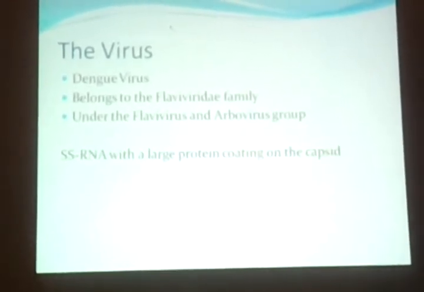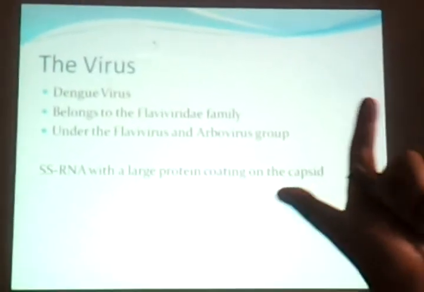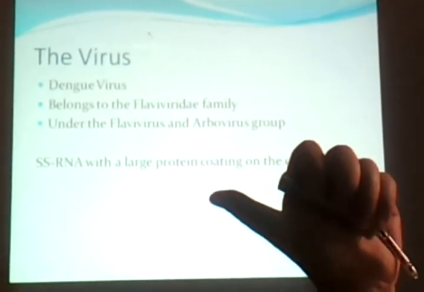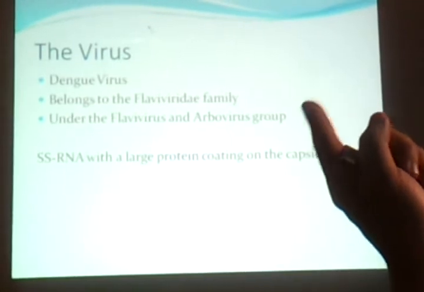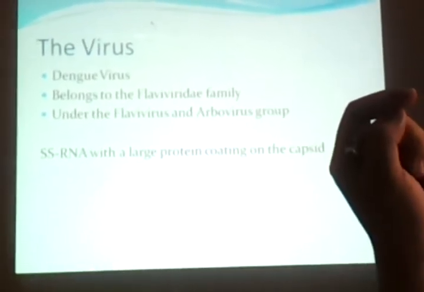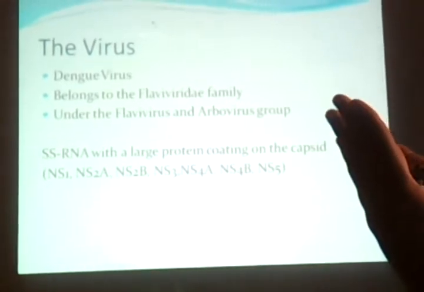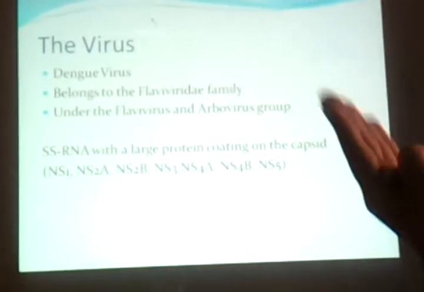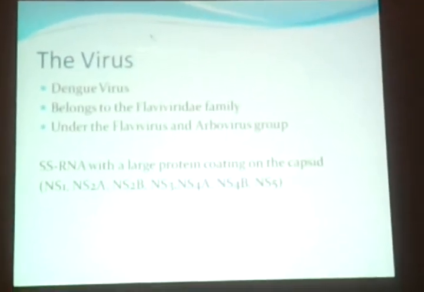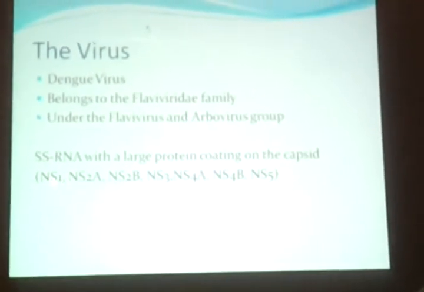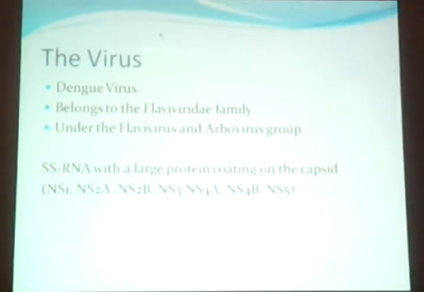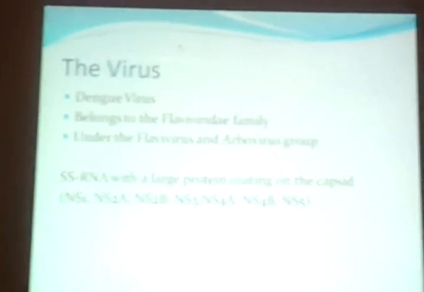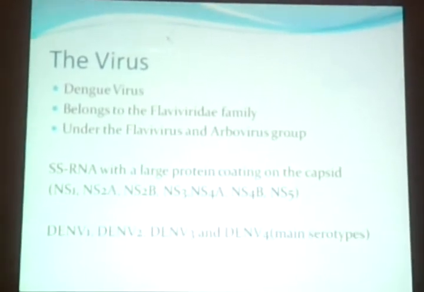With regards to the nucleic acid, we all know that viruses are divided into two: the DNA viruses and the RNA viruses. The dengue virus consists of single-stranded ribonucleic acid with a large protein coating on the capsid. The protein of the virus is made up of several antigens. Take note of the NS1 antigen. Aside from the NS1 antigen, there are other proteins found in the coating of the capsid of the virus.